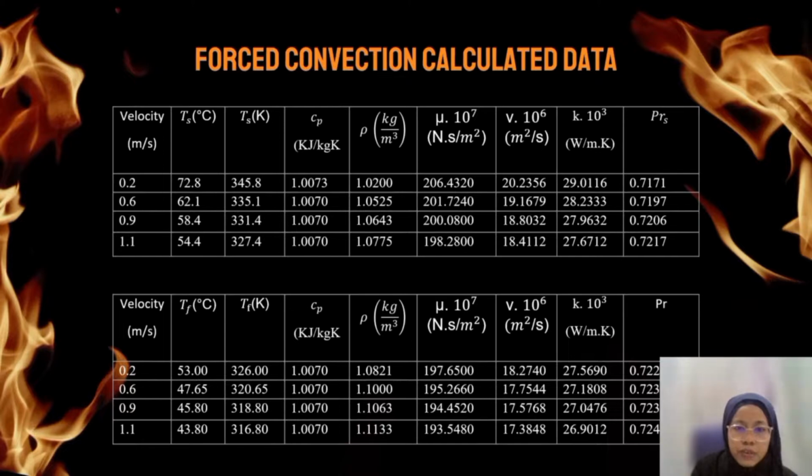For the forced convection calculated data, basically for the forced convection, we have to find the Ts and Tf. So we have to find two tables for these forced convections. The first one, we have to know the Cp, rho, mu, V, k, and Prs for the Ts data, and the second one, we have to know all data based on the Tf data. So basically, for Ts, k, and Tf, we will get from Tf Celsius plus 273.